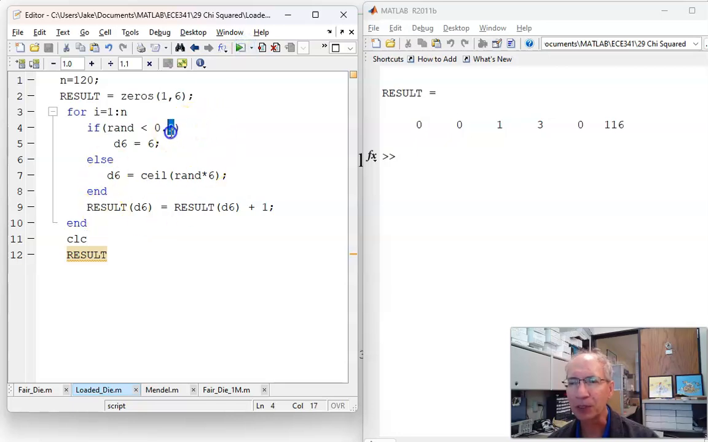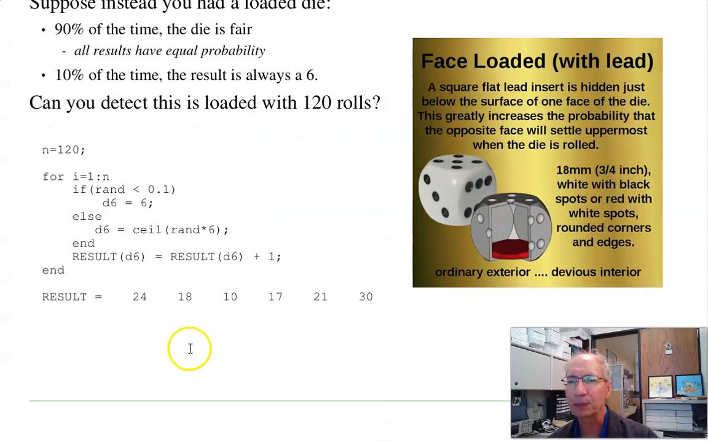Suppose instead of 90% loading, I do 50% loading. Half the time it's a 6, half the time not. That's still pretty obvious. Let's make it 10% loading. And I'm getting too many 6s, but not really obvious. Can I detect that there are too many 6s with a chi-squared test?